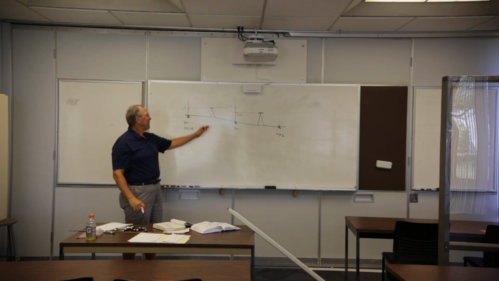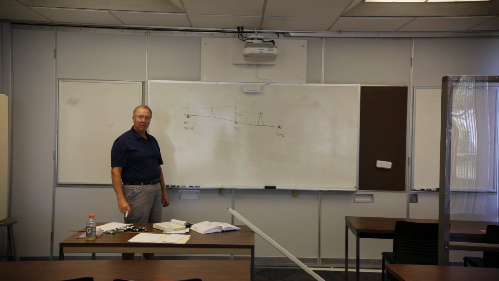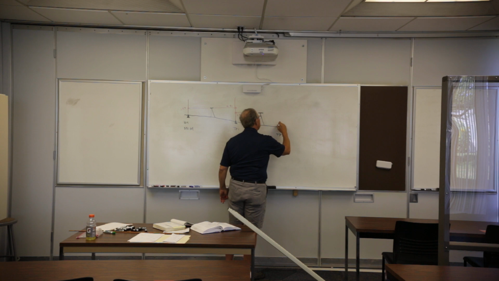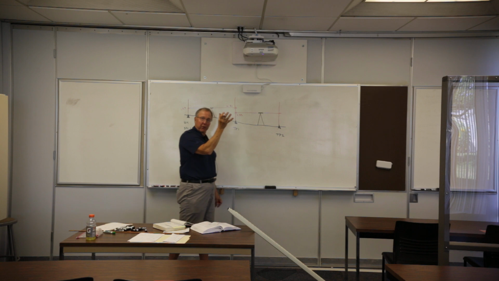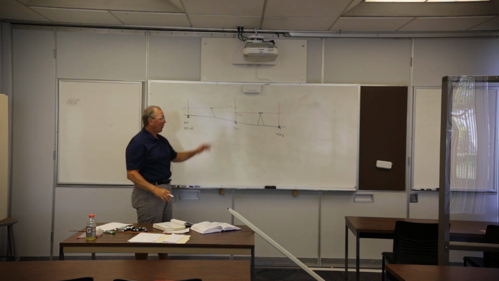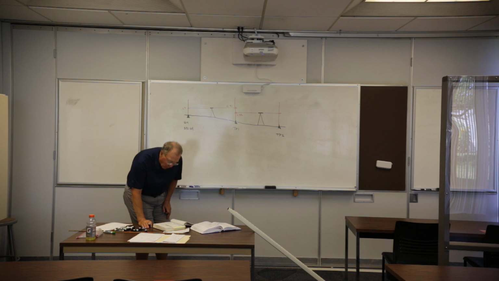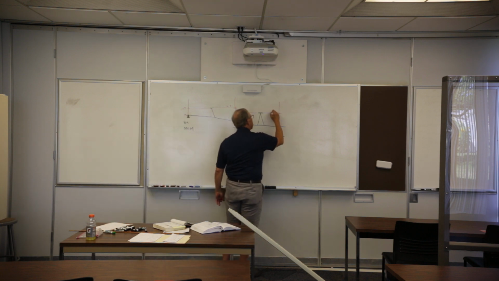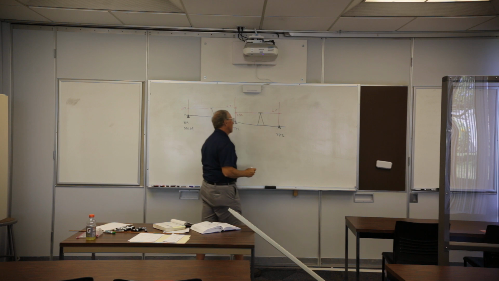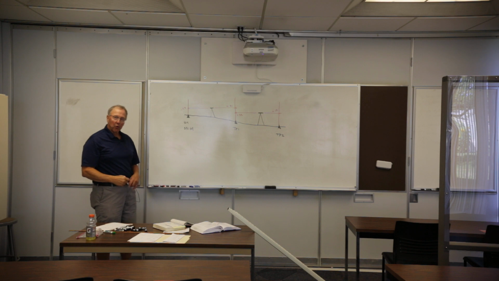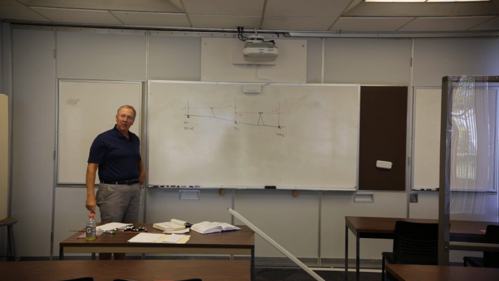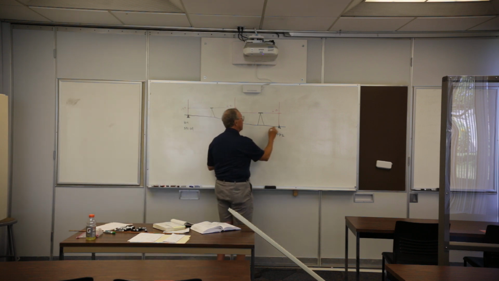The rodman picks up his rod, walks by the instrument man, goes over to turning point 2, and sets up his rod. The instrument man turns the gun, just swivels it around on the tripod, looks over, and reads a number of 6.17. Now the question was, what is the elevation at TP2? So I want this elevation right here.